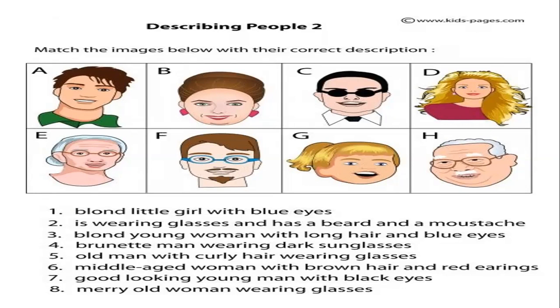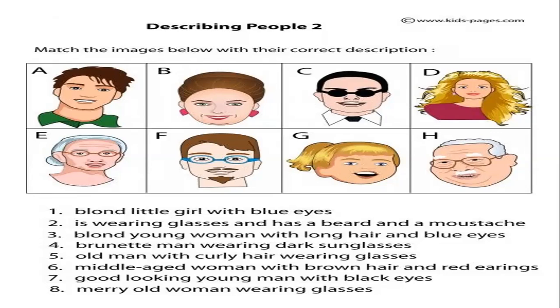Blonde young woman with long hair and blue eyes. Letter D. Mm-hmm. Number four, brunette man wearing dark sunglasses. Letter C. Excellent. Old man with curly hair wearing glasses. Letter S.